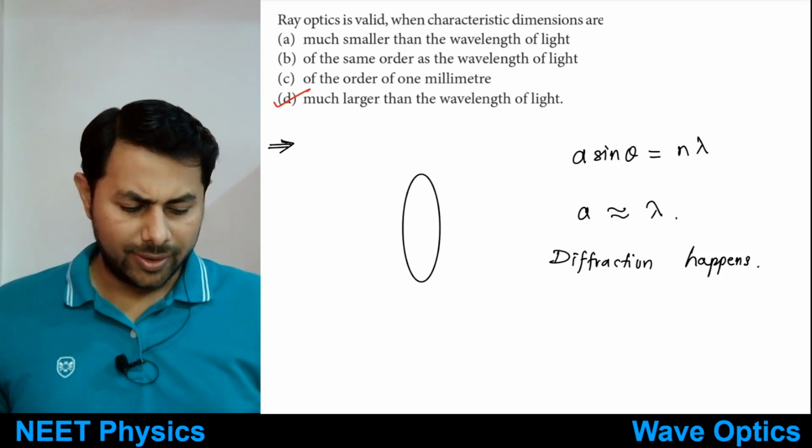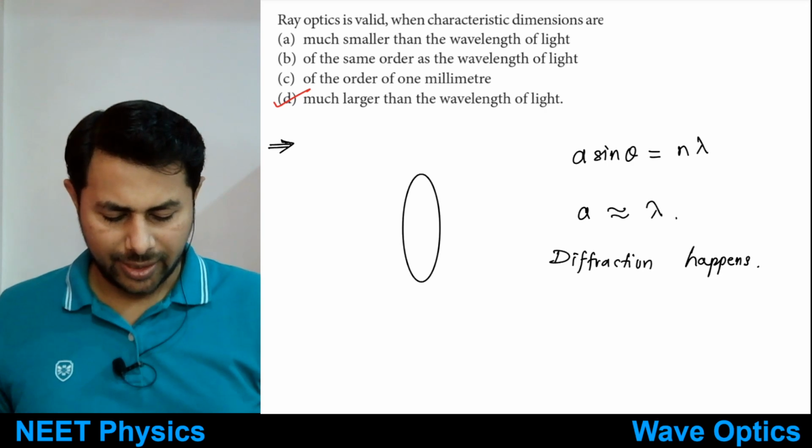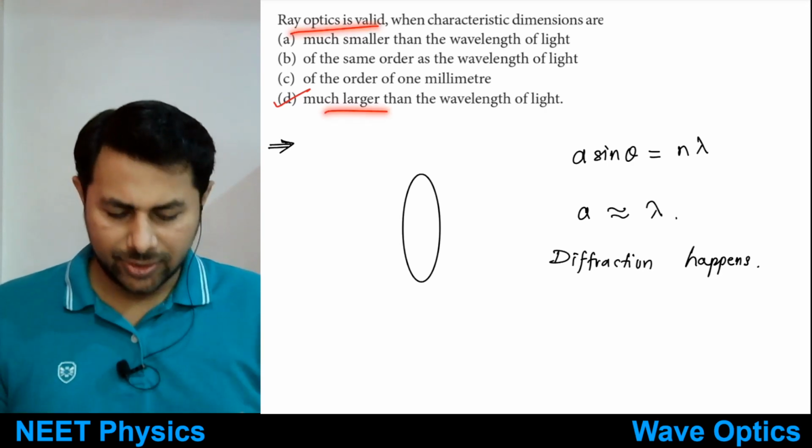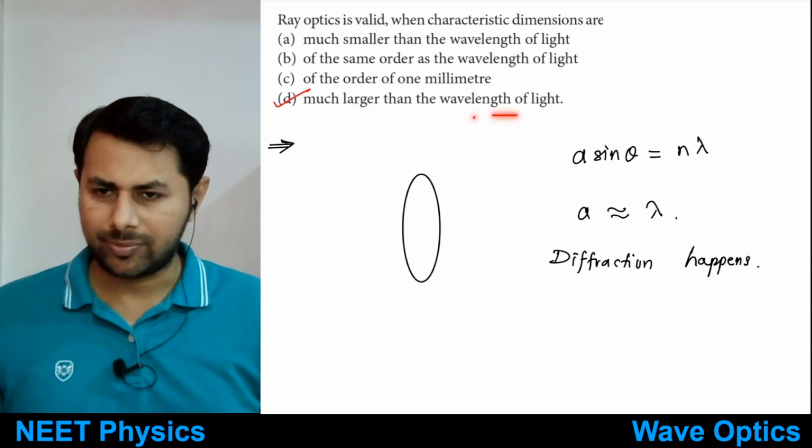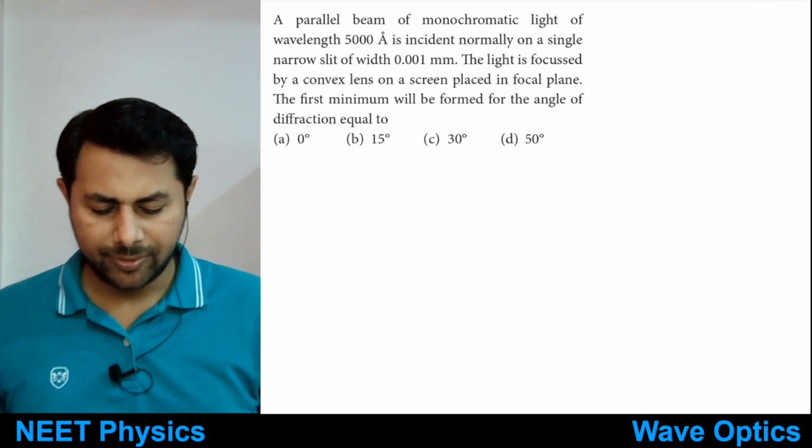Okay, good. All right, so ray optics would be valid when the sizes of these optical instruments are much larger compared to the wavelength of the light. Okay, let's see the next one.